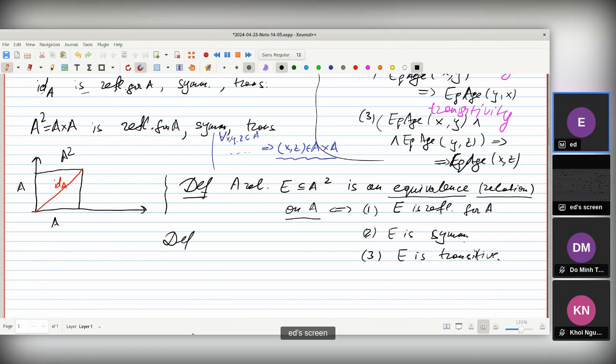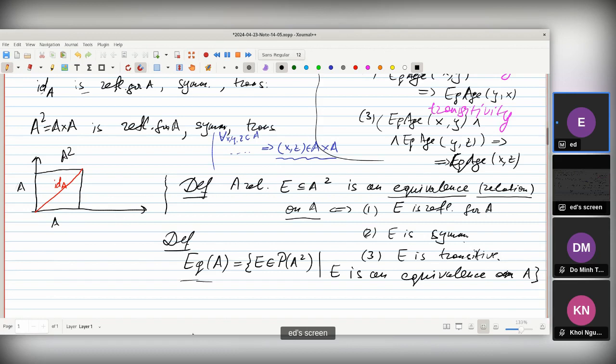By the way, let us denote by Eq(A) the set of all binary relations which are equivalences on A. So we are taking all the subsets of A squared, that is all the binary relations, and pick up just those of them which are equivalences on A. So this is a set of all our equivalences, much like there was a set of all orders.